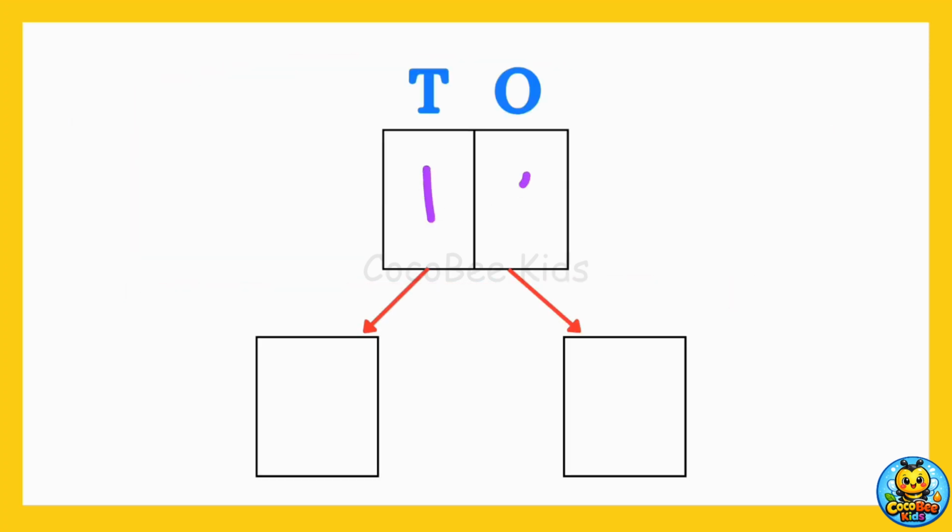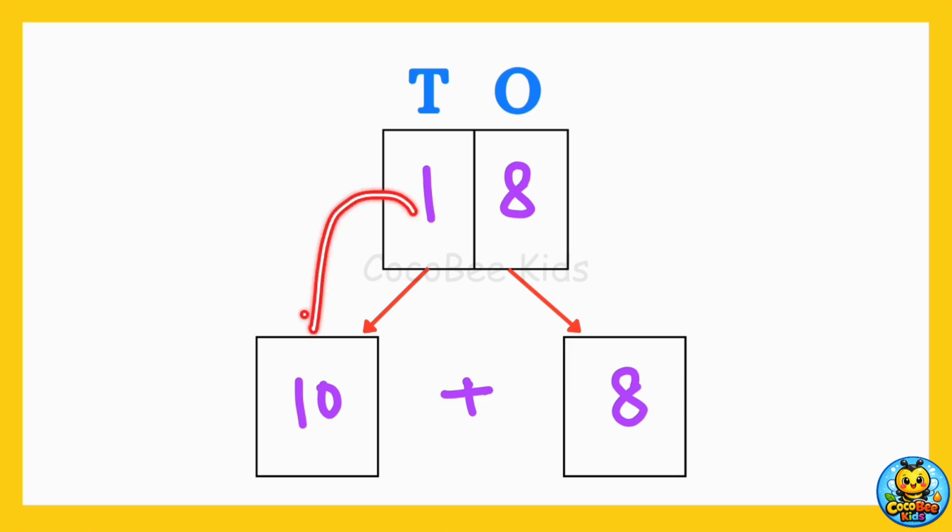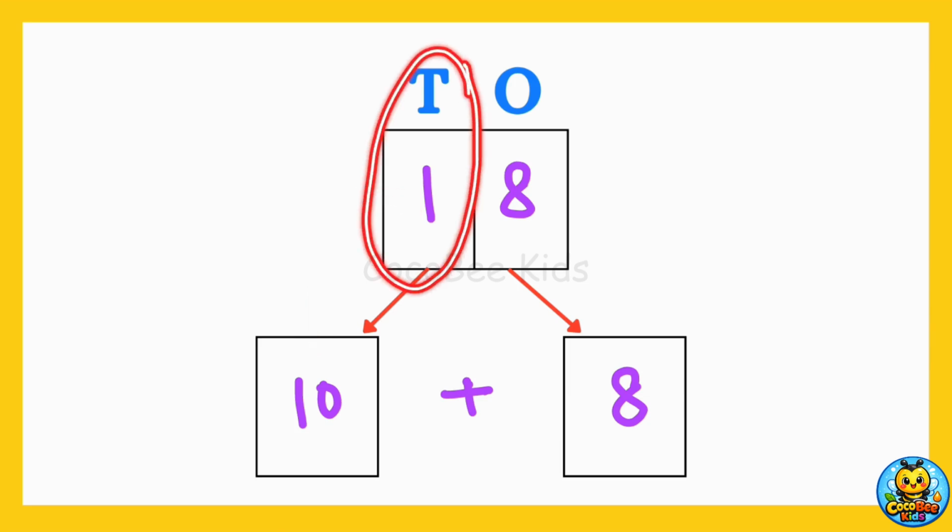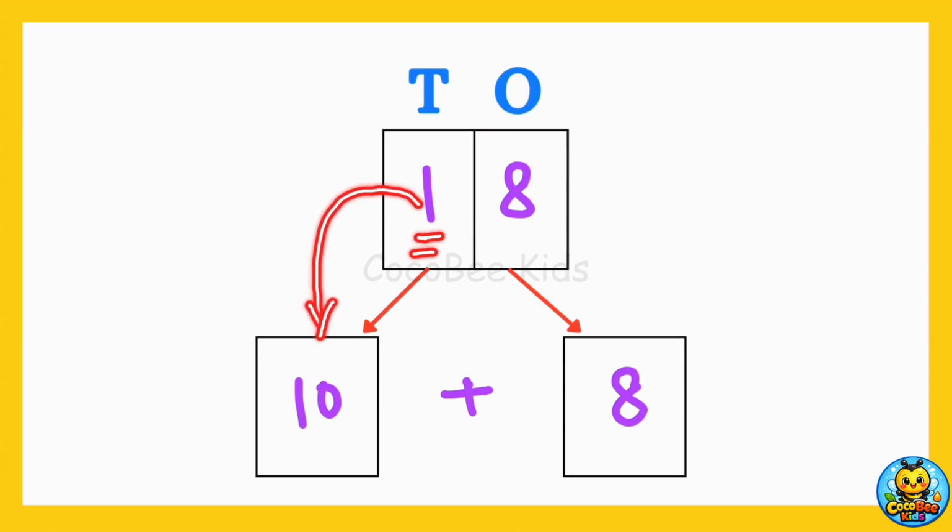Now we have the number 18. 18 can be written as 10 plus 8. Now tell me, which family will 18 belong to? It belongs to the family of 10. The tens place of a number tells us the family of that number. Here we have 1 in the tens place and 1 tens is 10. So 18 belongs to the family of tens.